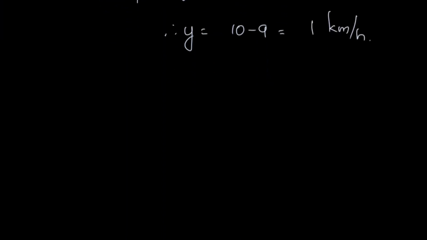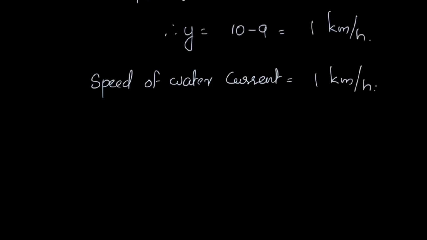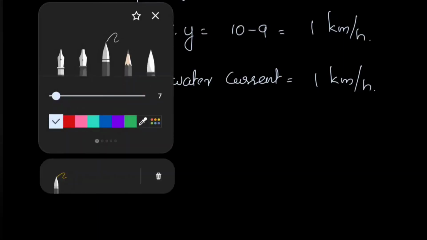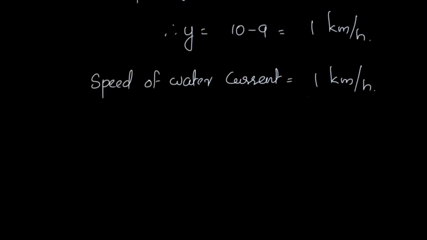That is, y is the speed of the water current. Therefore the water current is equal to 1 kilometer per hour. These are the two examples related to this topic that we are discussing.